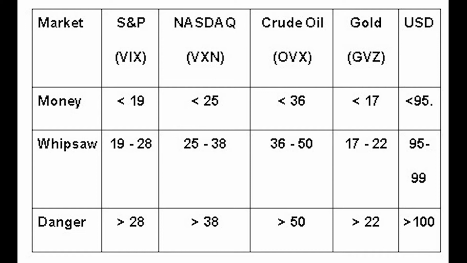Another way to think about it is low volatility equals high liquidity. Plenty of buyers and sellers. It balances the market out, right? High volatility equals low liquidity. Very few buyers and very few sellers, right?